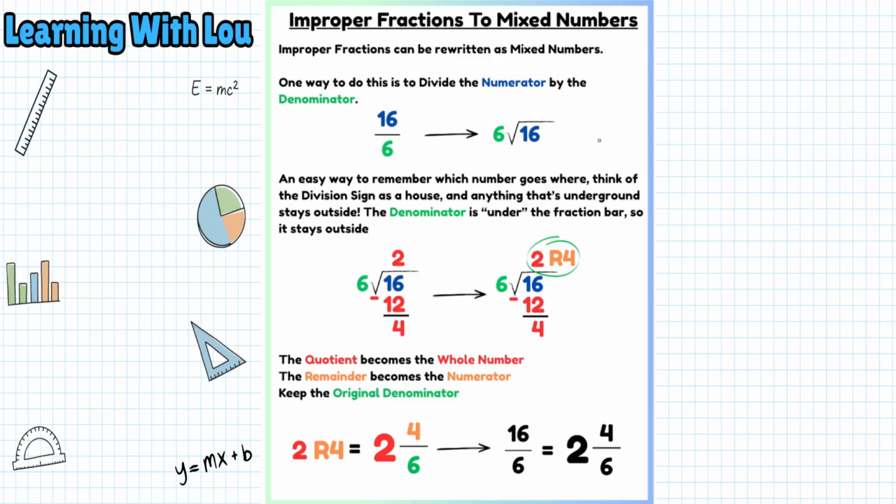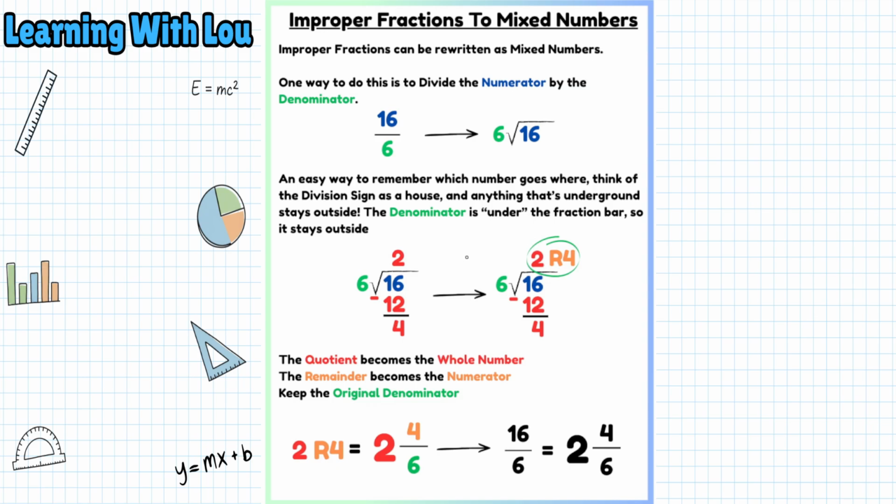And one little trick I always like to tell my students, because sometimes they forget which number goes inside the division symbol, I always tell them to think about it like a division house, is what I call it. The symbol is the house. And anything that's underground, so your denominator, that's under the fraction bar, anything that's underground doesn't go inside the house. It's dirty. You don't want to bring it into the house. So that helps them remember their denominator stays outside, your numerator goes inside.